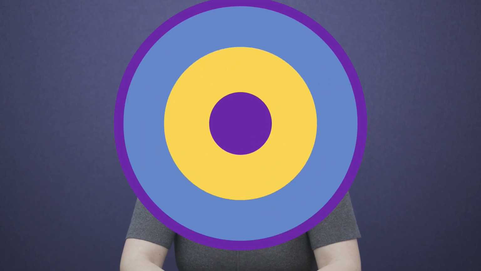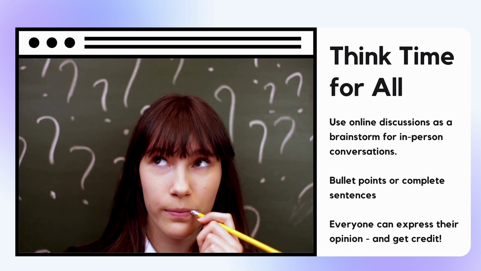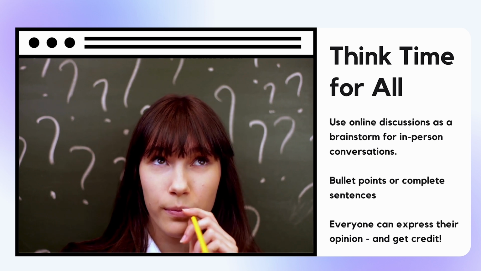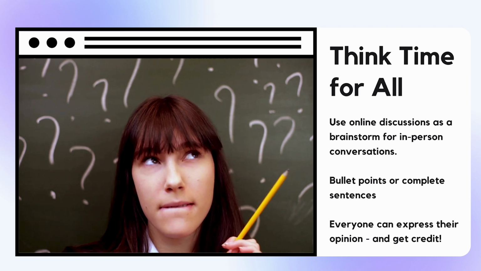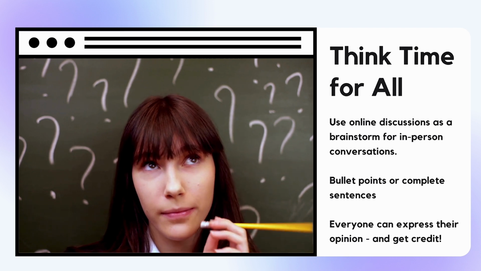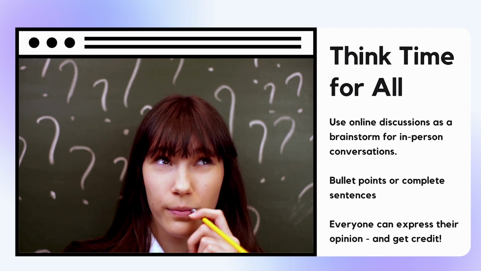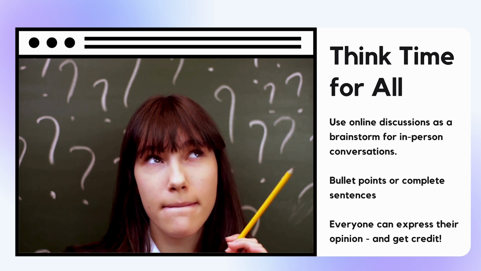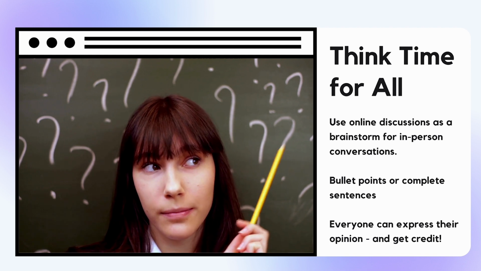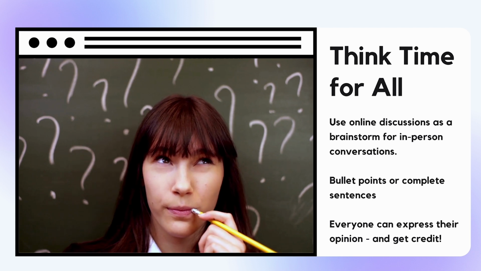Here are a few tips. The first thing to consider is think time for all. Using online discussions can provide all of your students time to get their thoughts together, even if you're having an in-person discussion. You don't need to have your students writing in complete sentences or paragraphs. You can have them put in their bullet points and then everyone's prepared. Then everyone gets to express their own opinion, and if you'd like to, everyone can get credit.